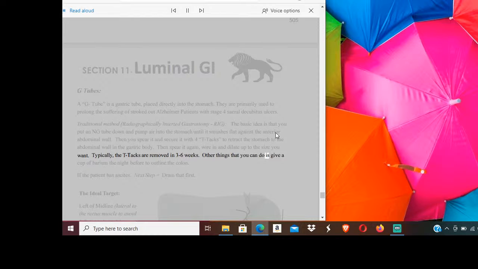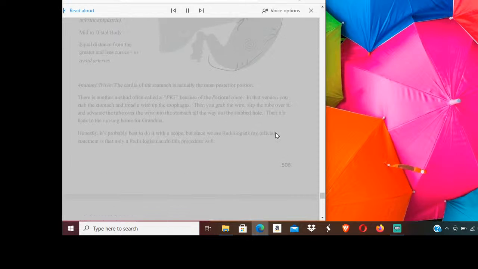Other things that you can do is give a cup of barium the night before to outline the colon. If the patient has ascites, next step equals drain that first. The ideal target: left of midline, lateral to the rectus muscle to avoid the inferior epigastric. Mid to distal body, equal distance from the greater and lesser curves to avoid arteries. Anatomy trivia, the cardia of the stomach is actually the most posterior portion.